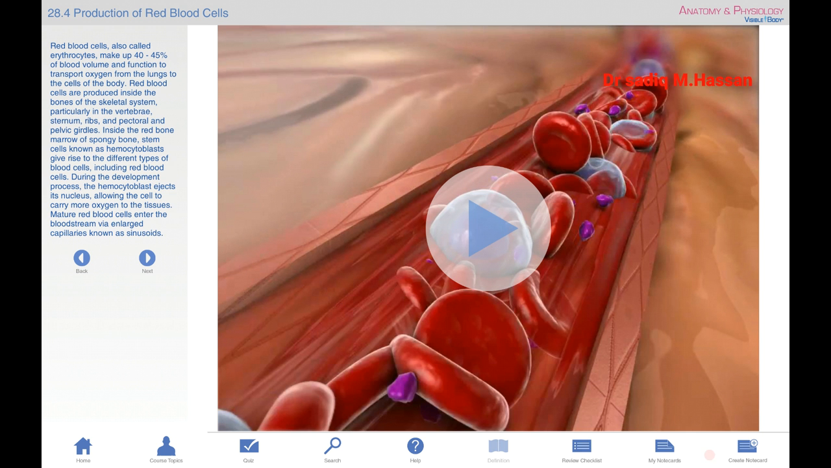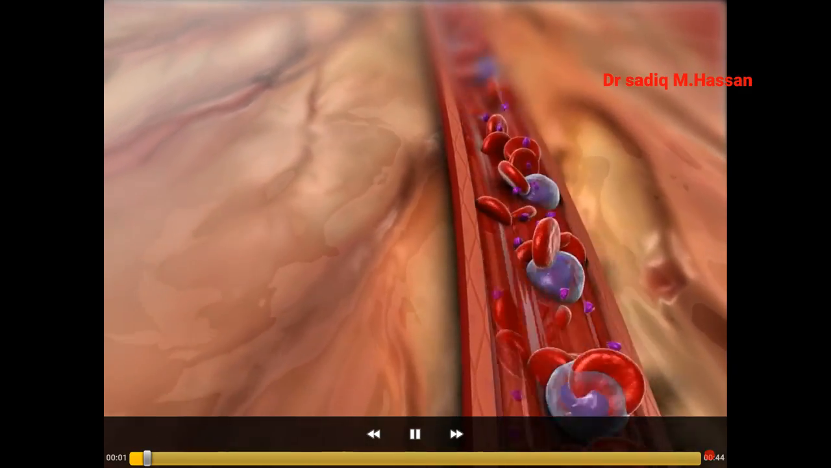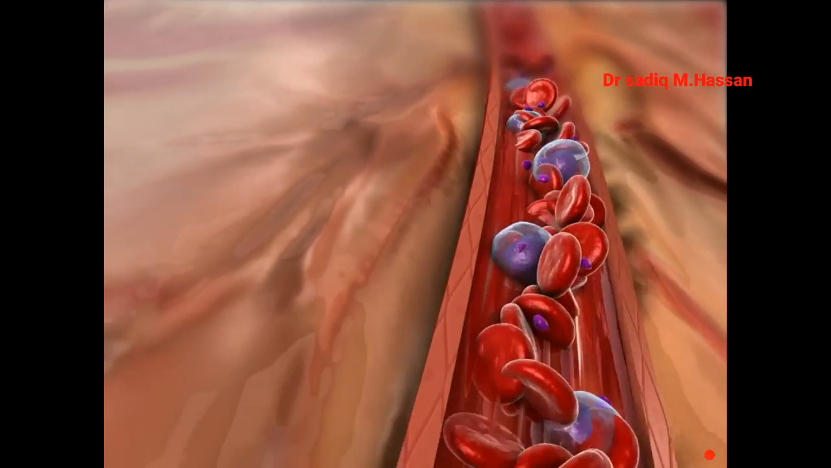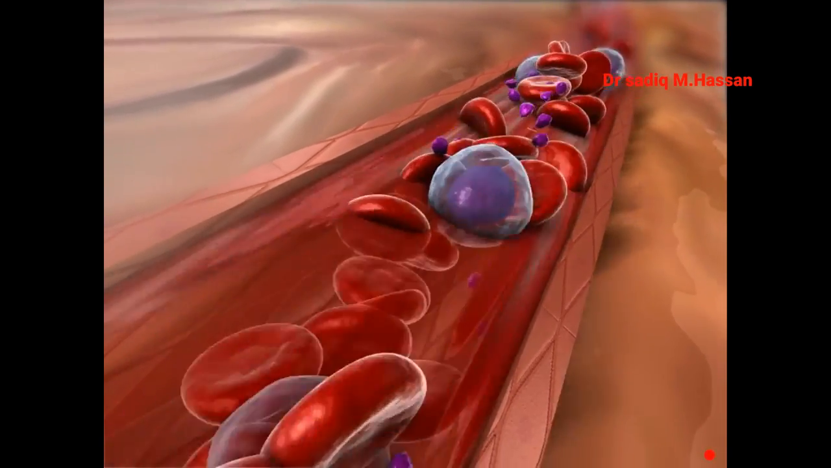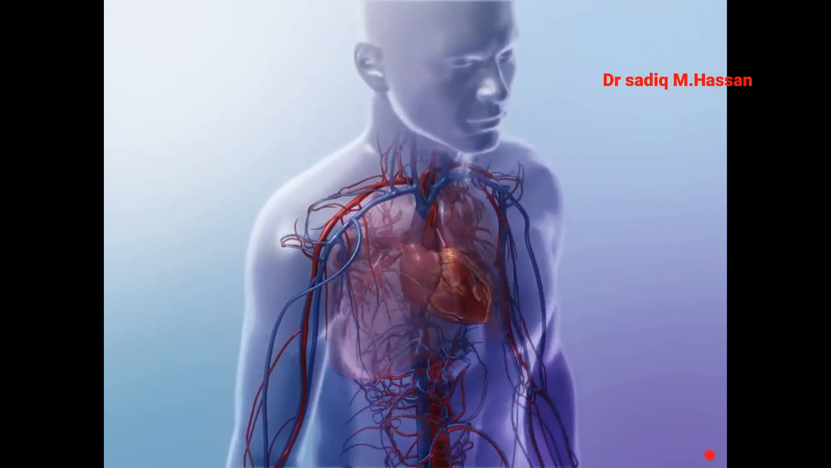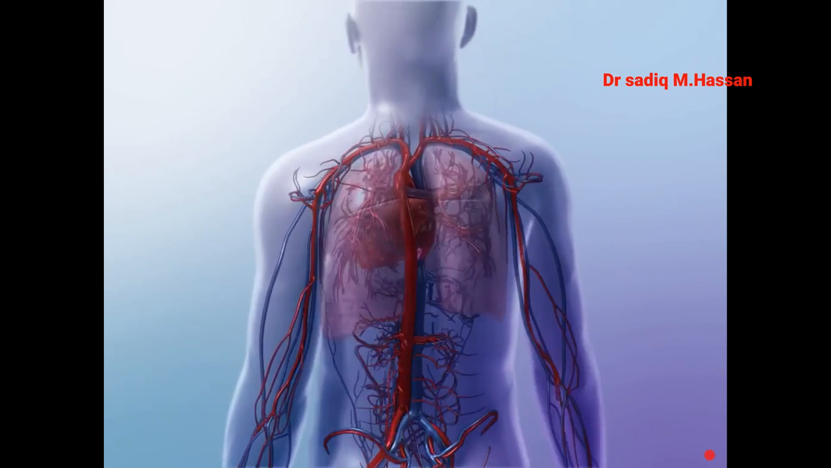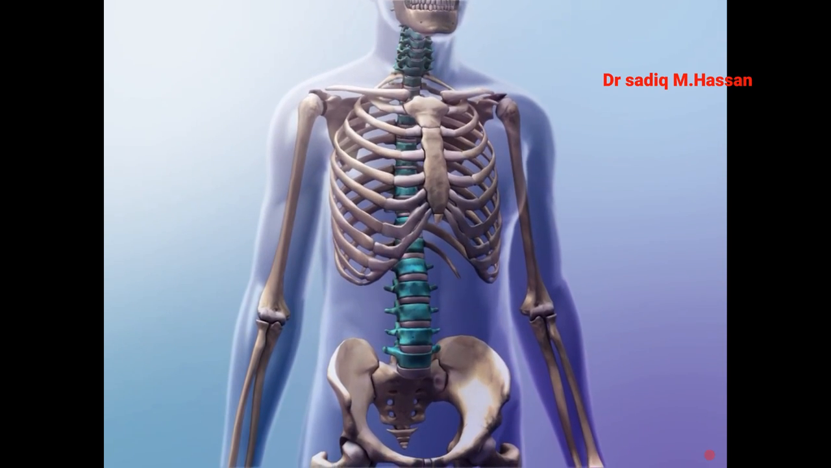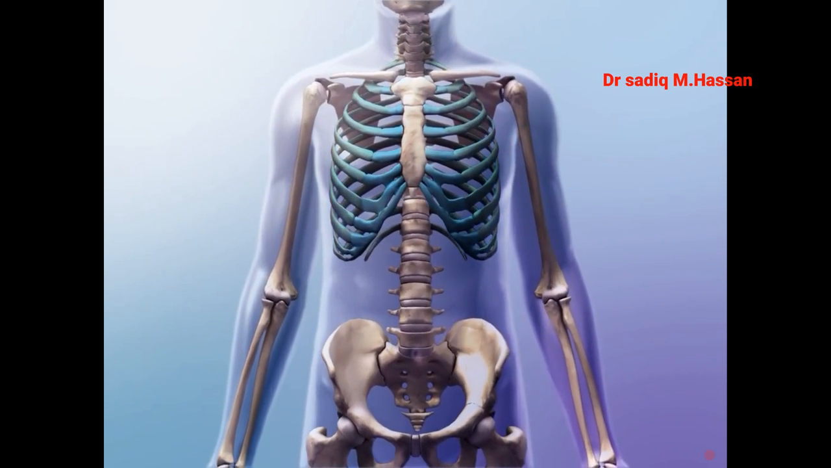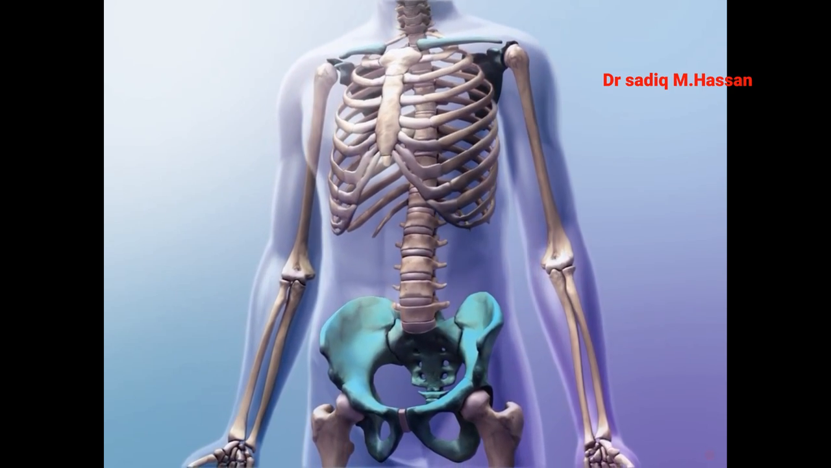So let us see the production of red blood cells in general in this video. Red blood cells, also called erythrocytes, make up 40 to 45% of blood volume and function to transport oxygen from the lungs to the cells of the body. Red blood cells are produced inside the bones of the skeletal system, particularly in the vertebrae, sternum, ribs, and pectoral and pelvic girdles.